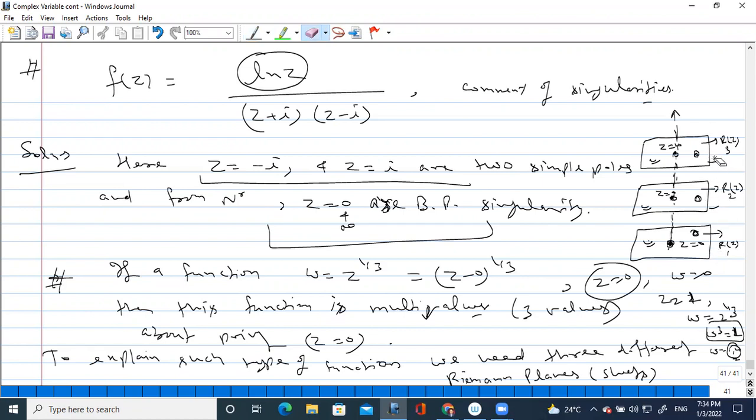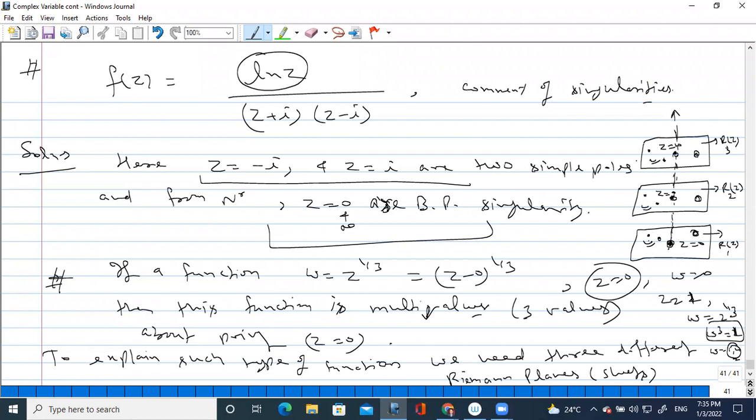So you can give this example. If you are deviating from z equal to 0, about z equal to 0 for different points, you will get three different values of this omega. That's why I need three different sheets to explain all these values. Just I want to say, if you put z equal to 1, you will have three roots, R1, R2, R3. Those R1 values you will put here, R2 value here, R3 value here. Now put z equal to 2, again you will have three roots. The first root will be shown here, second root here, third root here.